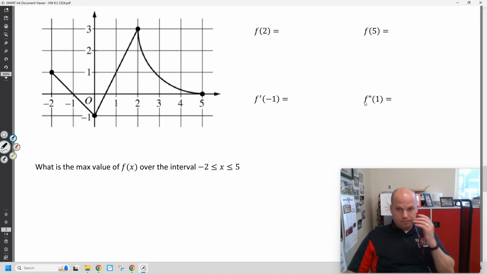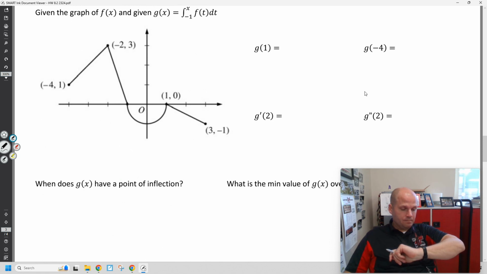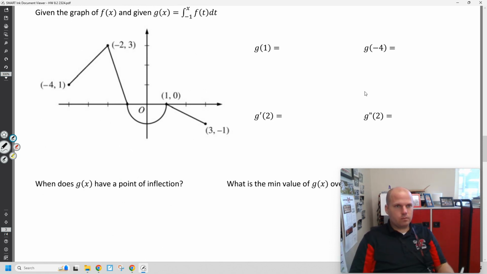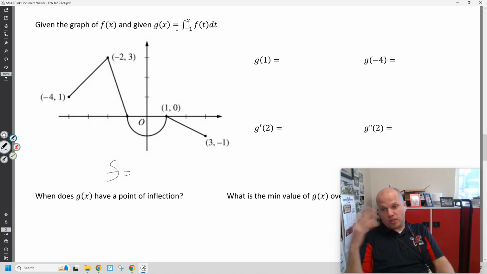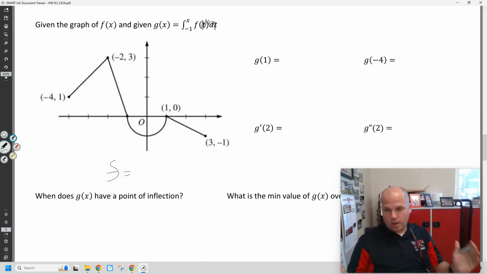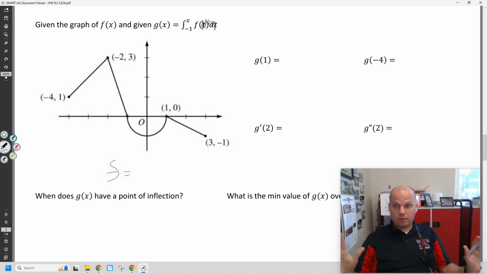All right, 2 more. All right, we're in good shape. Okay, this is the graph of f again. Okay, this is the graph of f. G equals the accumulation of area under f. T dt, don't worry about it. It's like it just is a necessary evil, but it causes confusion.